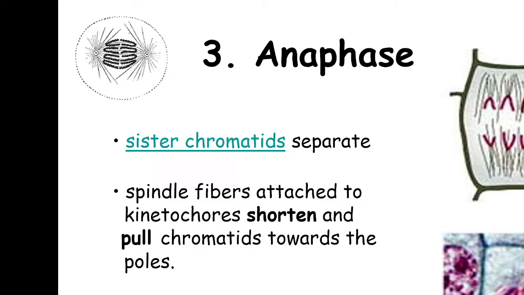Then anaphase, followed by the metaphase. Anaphase is where sister chromatids are separated. Sister chromatid means each chromosome contains two chromatids. One chromatid goes one way and another chromatid goes another way. This is one sister chromatid, this is another sister chromatid. These are pulled apart by the spindle fibers and separated. So in anaphase, the sister chromatids are separated.